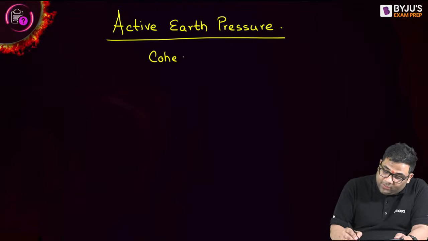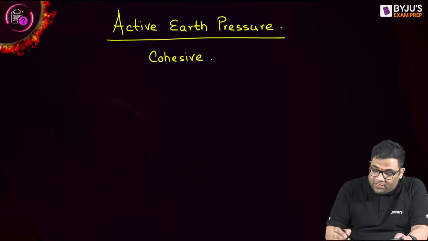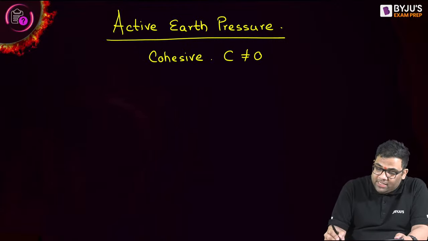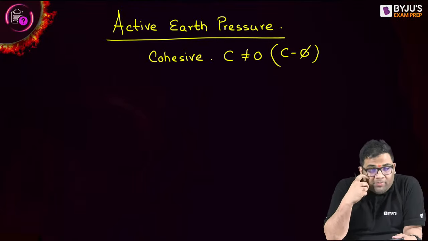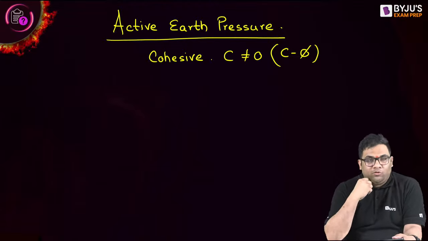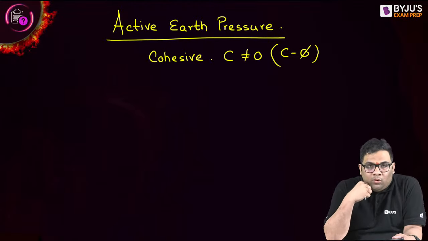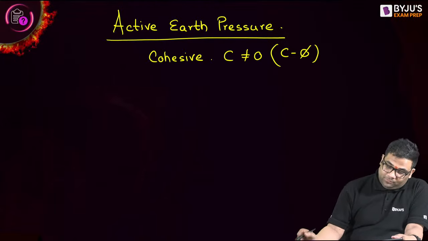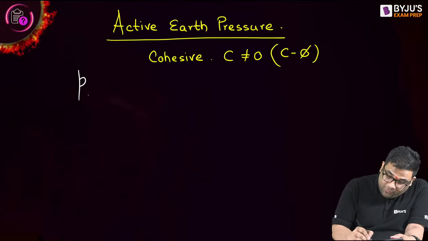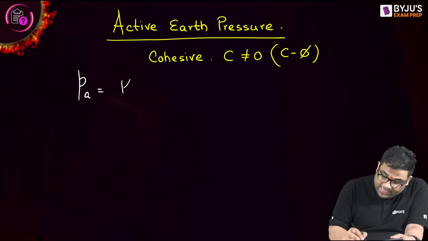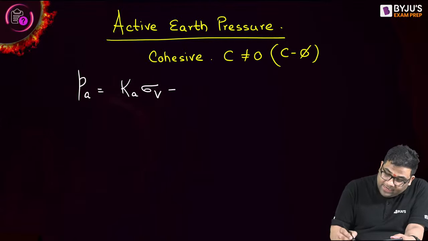In cohesive soil, what will happen? The cohesion will not be zero. We can call these C-phi soils also. When I'm saying cohesive soils, I'm not talking about purely cohesive, because in purely cohesive the phi also will be zero. I'm talking only about C-phi soils. In this case, the earth pressure will be Ka into vertical stress minus 2C root Ka.